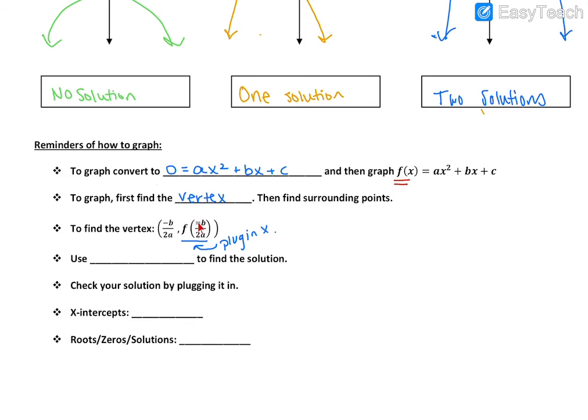That's a typo right there. That should be negative b. So let me just make sure. That's just a negative b, opposite of b over 2a. So you're just, whatever you get for x, you're plugging that in for y.